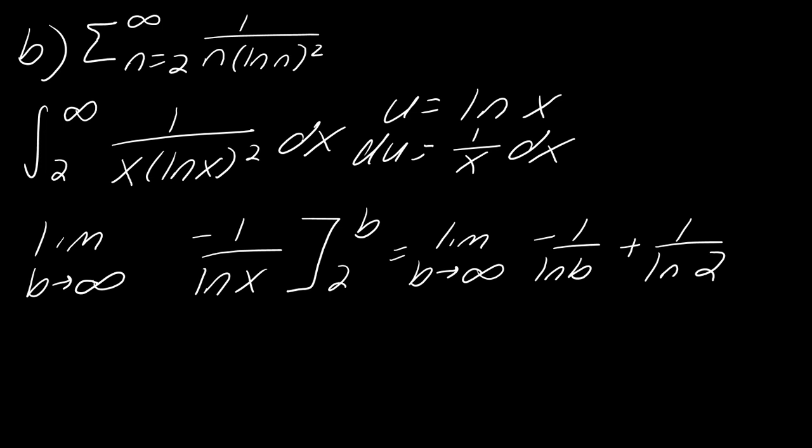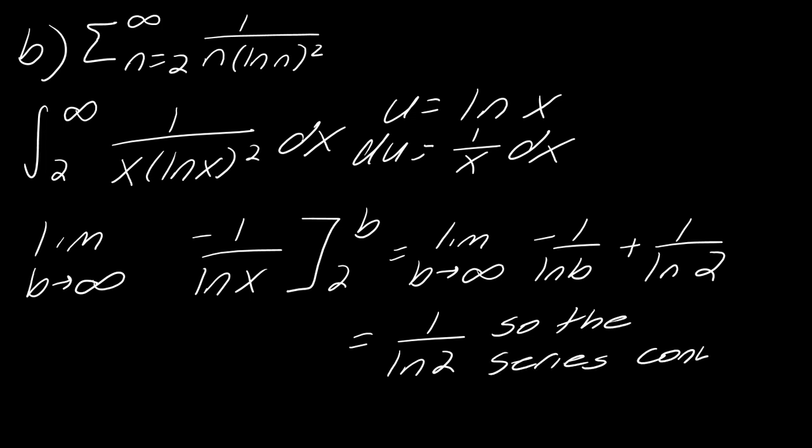And so now this part goes to 0 because the denominator is just going to keep getting bigger and bigger, so the overall fraction is going to 0. So this equals 1 over the natural log of 2. So the integral converges, therefore the series converges. Now we don't want to say it converges to this number, we just know that it converges. So that's all we can say.